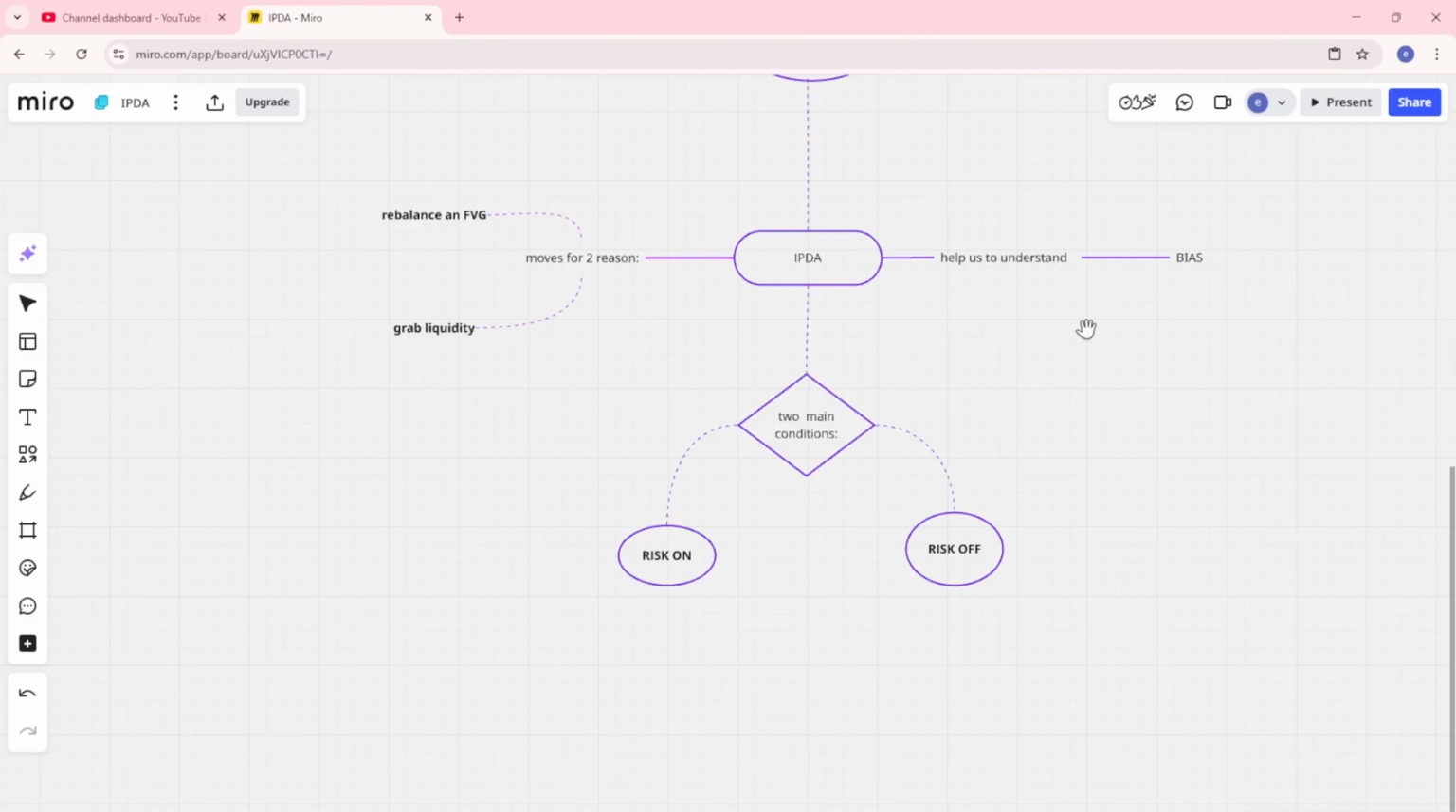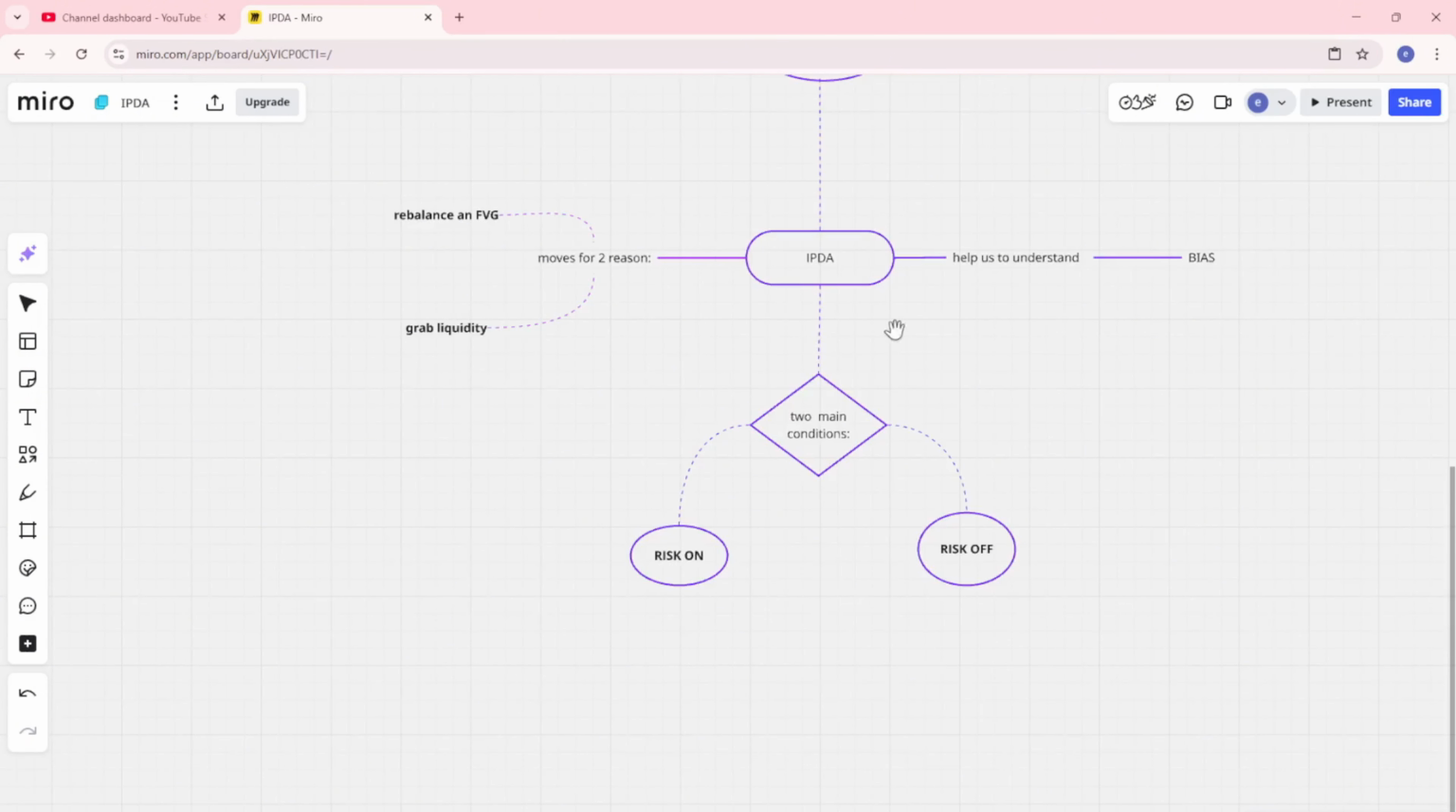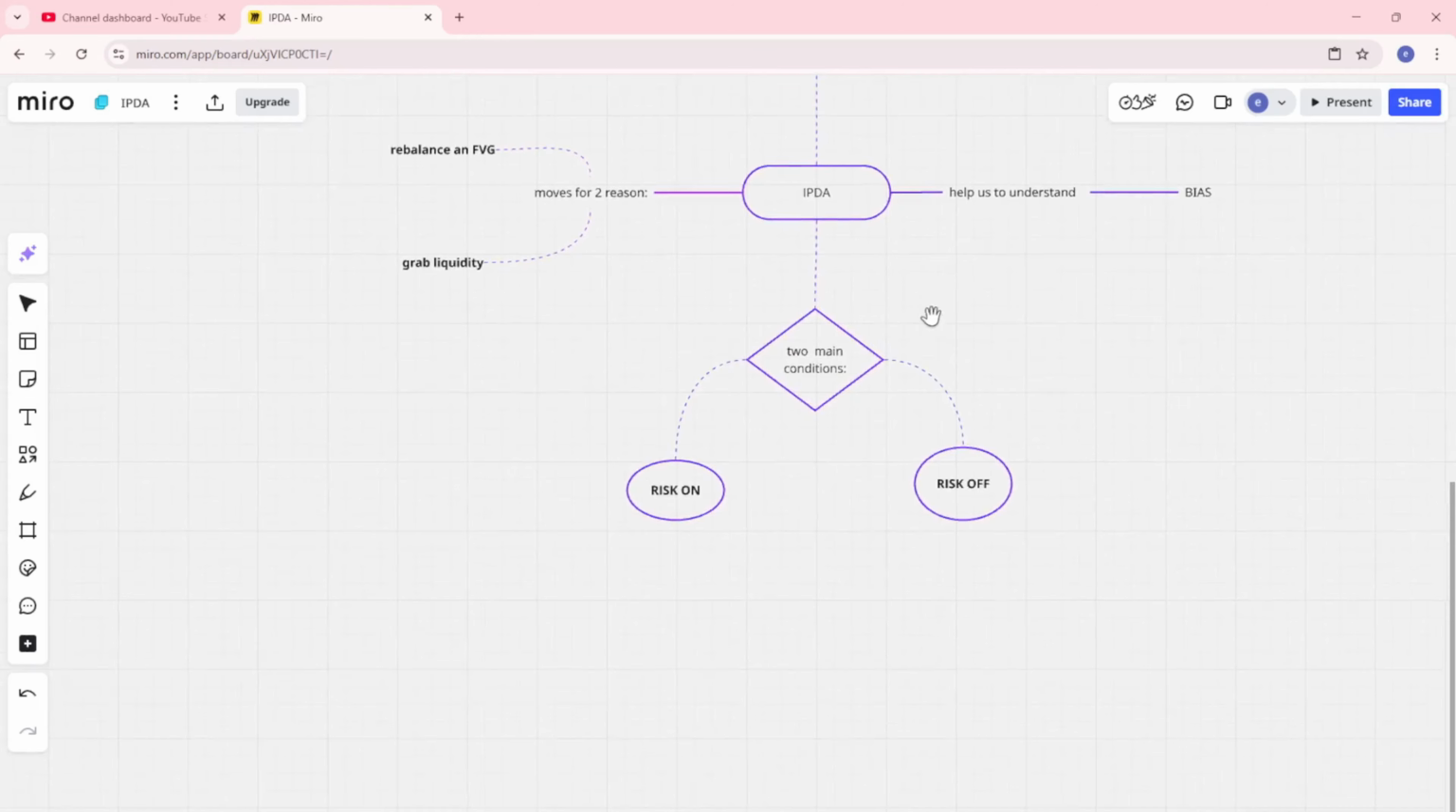In the financial world, IPDA works with two main conditions: the risk on condition and the risk off condition. Risk on happens when there are good global conditions for investing, like peace or stability. In this situation, the dollar index goes down. Risk off happens when there are problems in the world, especially political or geopolitical ones, and in this case, the dollar index goes up.